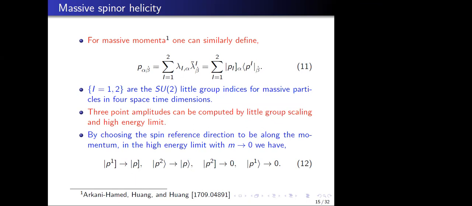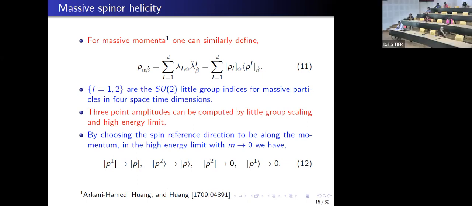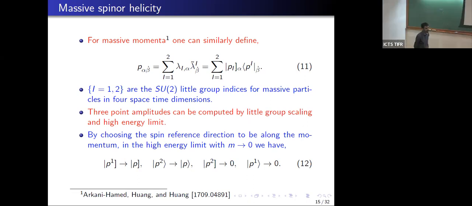But is the little group U2 or SU2? SU2, I think. Then the lambda is complex? Yeah, complex. So you can multiply lambda by a complex matrix and lambda tilde by the inverse complex matrix, and that combination will be unchanged. Right. So that is more like GL, right?